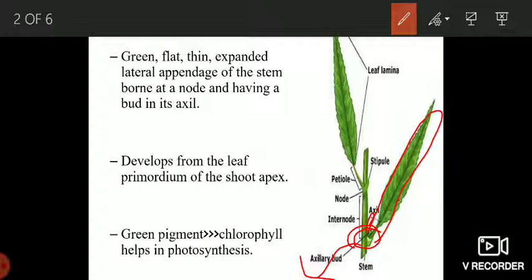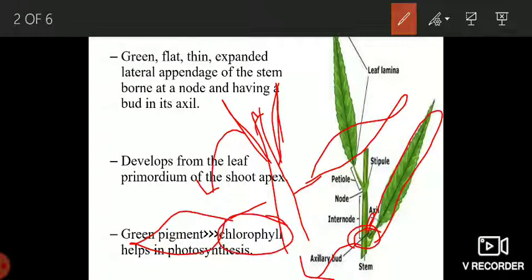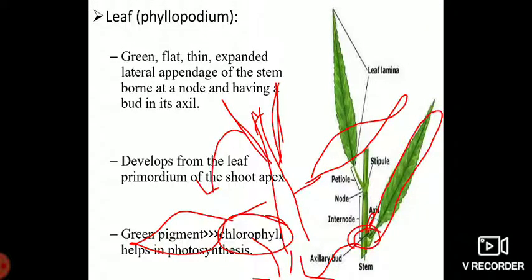Okay, and the leaf starts forming from the shoot apex where you have the lateral appendages which are known as leaf primordia, and these leaf primordia develop and get transformed into the mature leaves. Okay, the leaves possess a green photosynthetic pigment which is known as chlorophyll, and without this pigment photosynthesis is impossible.